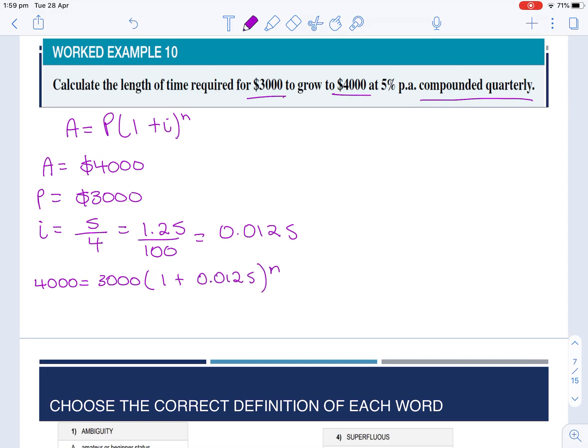They haven't given us an n value, so that's actually what we're trying to find. So we have to do a little bit of rearranging again in this question, but it'll be a little bit different. The first step, we're going to get rid of the 3,000. We take this over here, and it's going to be divided because currently the 3,000 is getting multiplied. We work out what that answer is.